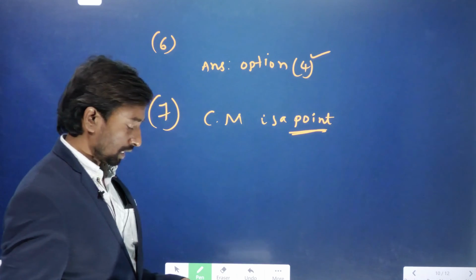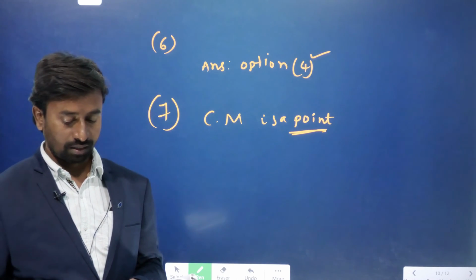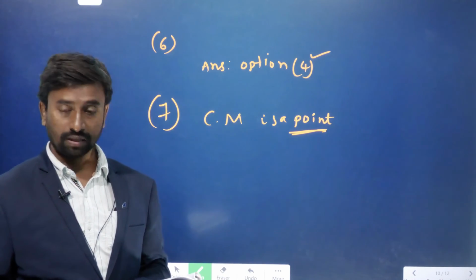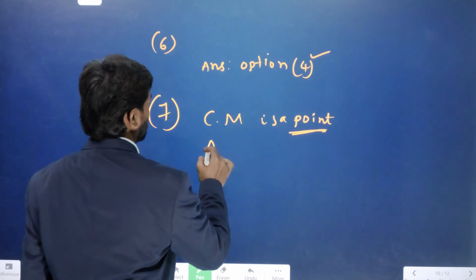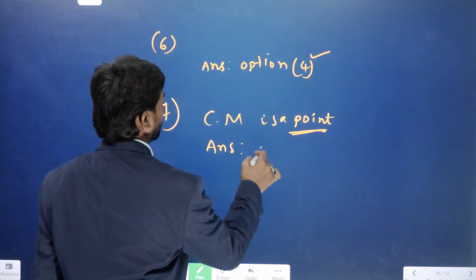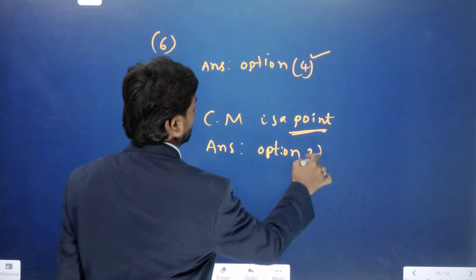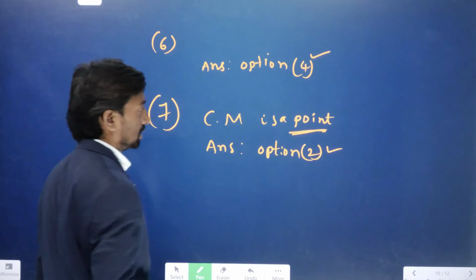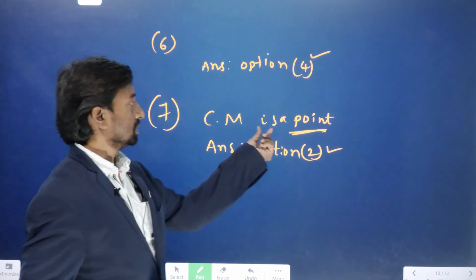So here are the options. Center of mass is: first option mass, second option point, third option scalar, fourth option vector. So option 2 is the correct answer for this. We can write option 2. This is correct. So it is a point. Center of mass is a point.